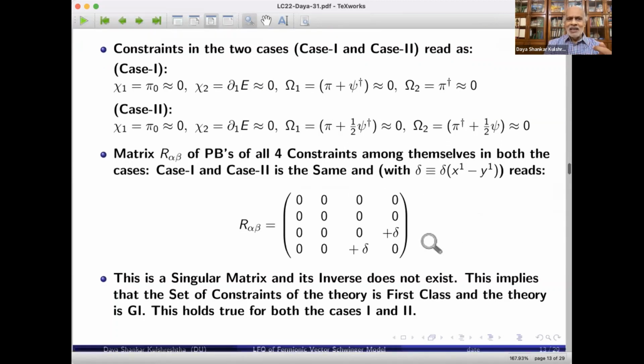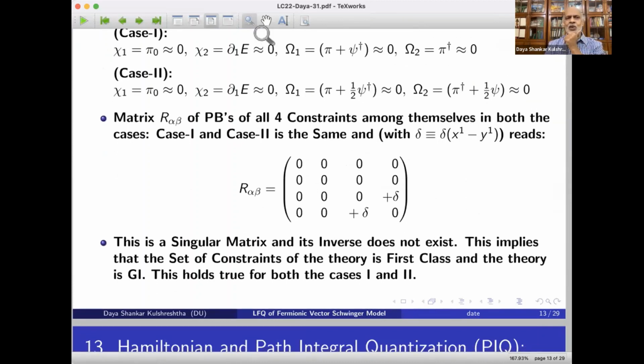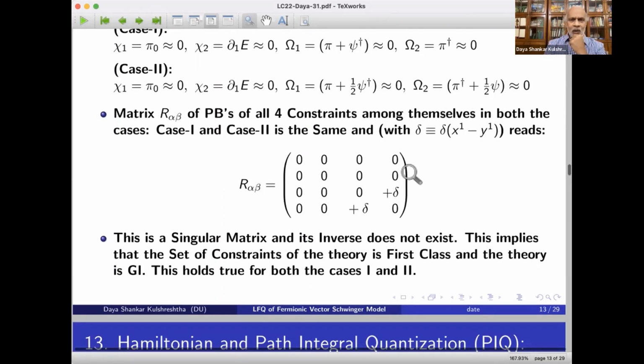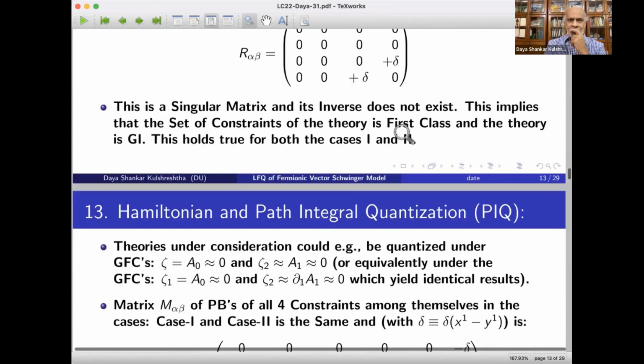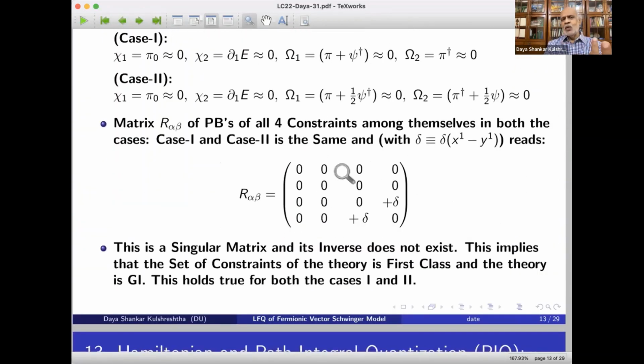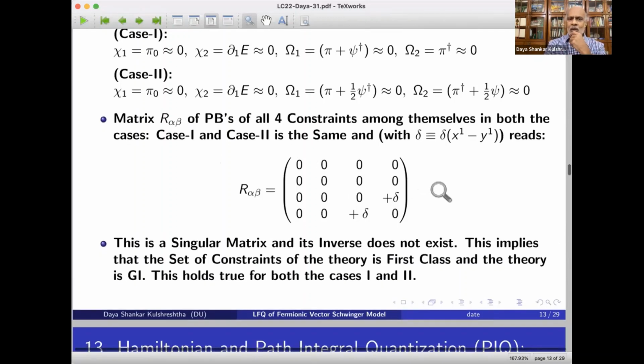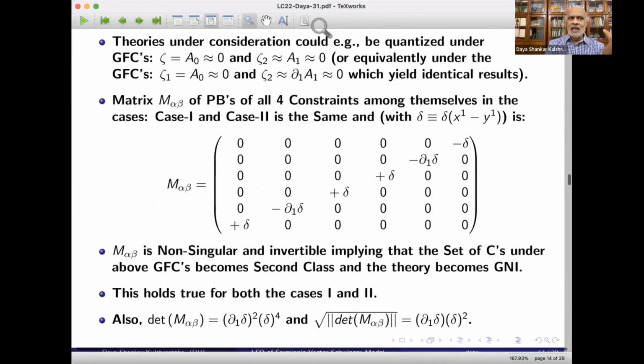And now you realize that you obtain the matrix of the Poisson brackets of these four, and that is going to be identically the same. So this delta is the shorthand notation for delta of x1 minus y1, the space variables of this two vector x. All right. And this is very visible to us that the first row is 0, first column is 0. So it's going to be a singular matrix, and the constraints are going to form a set of first class constraints. Fine.